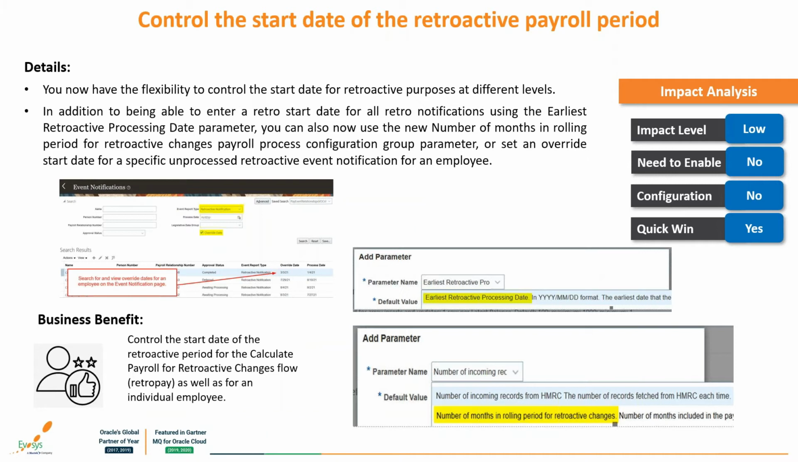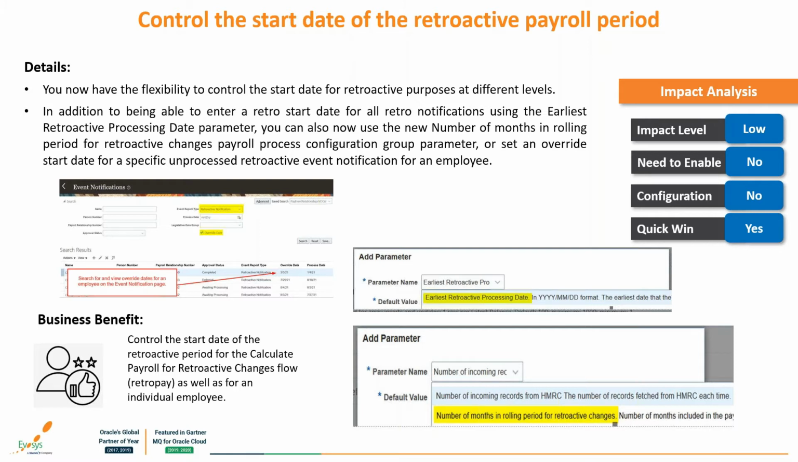The next feature we have is control the start date of the retroactive payroll period. This is one of the most interesting features we have in this update. You would be able to decide the number of months back the retro process needs to look for any changes, and additionally, you can also provide the earliest retroactive processing date. So both these parameters are required to be provided when you create a process configuration group, and when you run your retro flow, you can provide the group at that point.